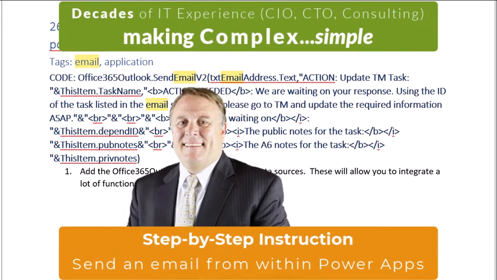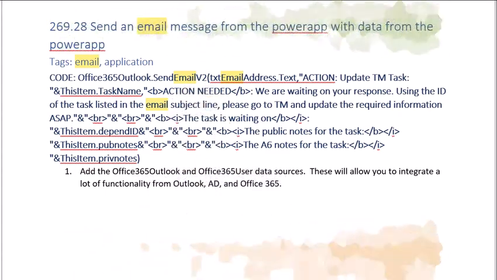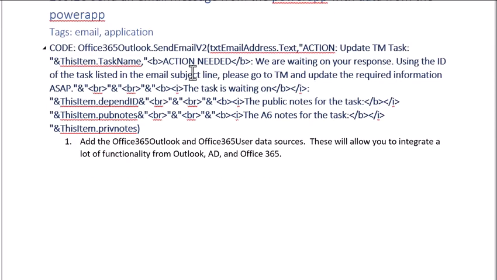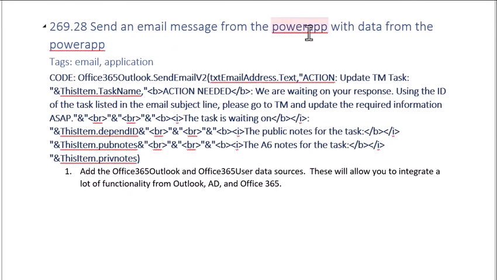Hello, today we're going to talk about sending an email message from within a Power App, from data within that Power App. So we're going to actually put a send message button on there, and we're going to allow you to send an email message directly from your Power App. So this is a code-based discussion. We're going to really talk about what you need to get this job done.